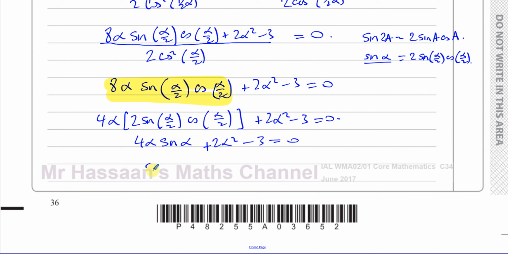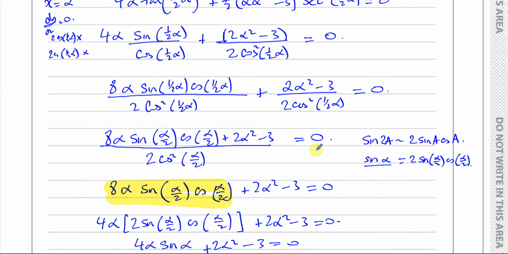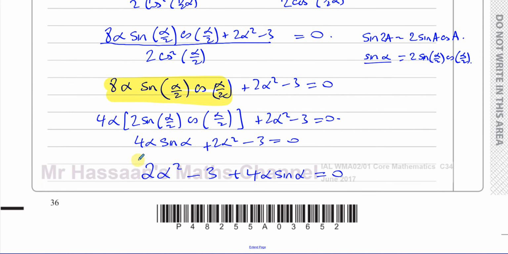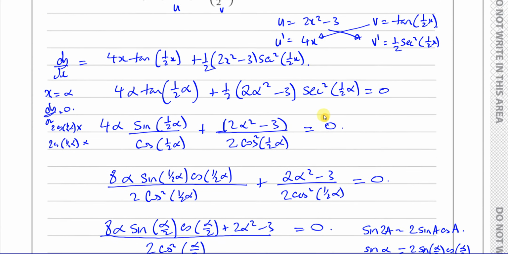I'll just write it in the form they want it in, writing this first: 2 alpha squared minus 3 plus 4 alpha sine alpha equals 0. Okay, exactly how they want us to write it, and we have shown this as required in the question. Now, that was a bit of a tough one. I don't know how many people actually got there in the real exam, but that's a pretty tough one there.